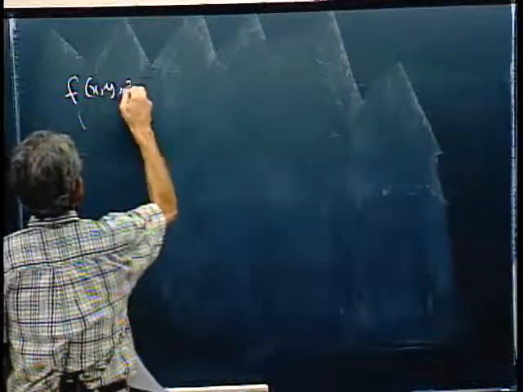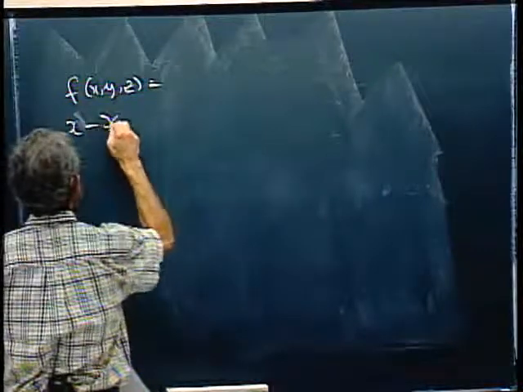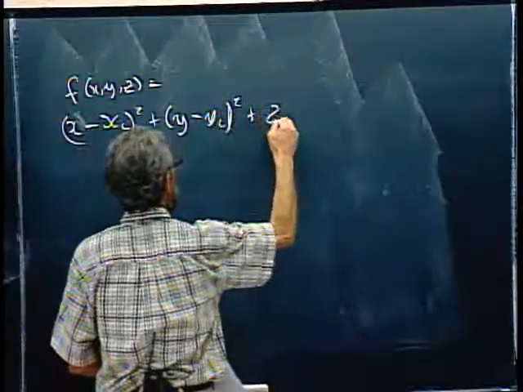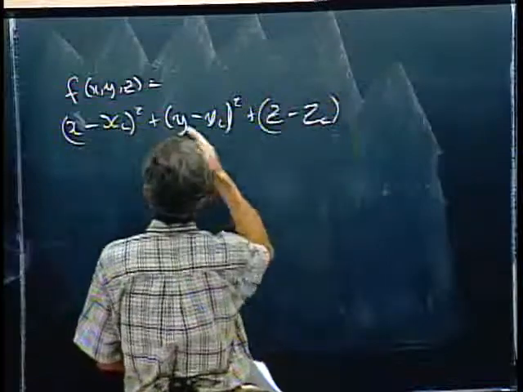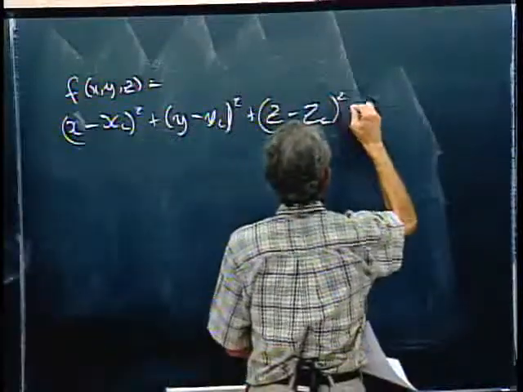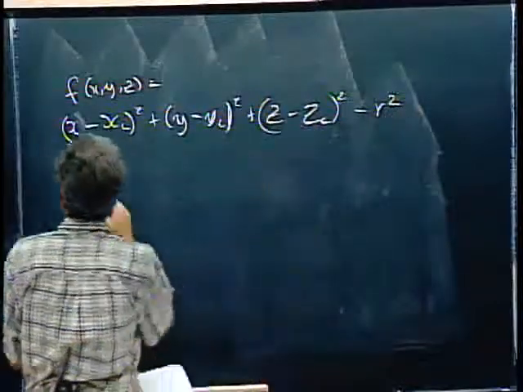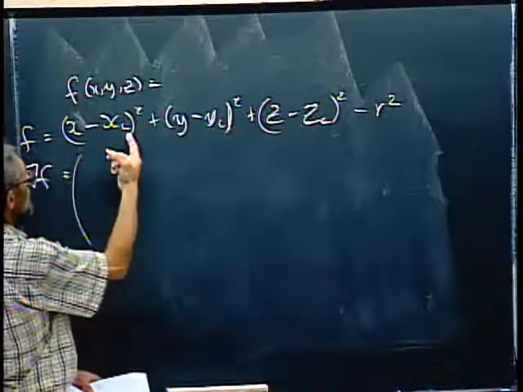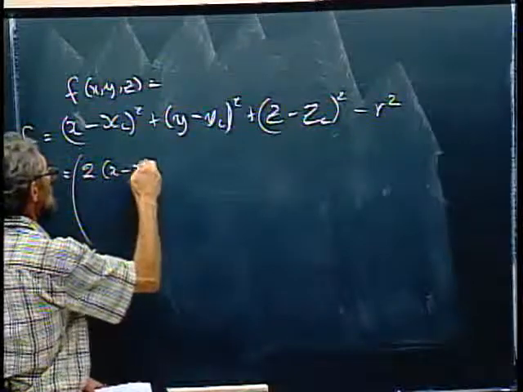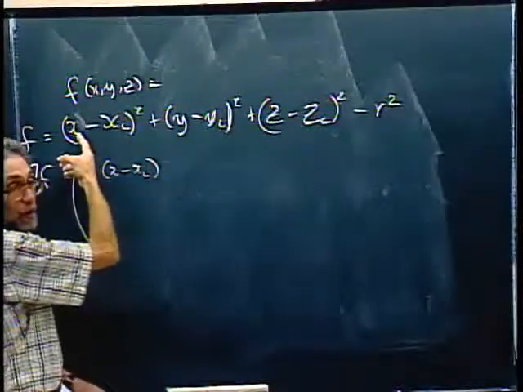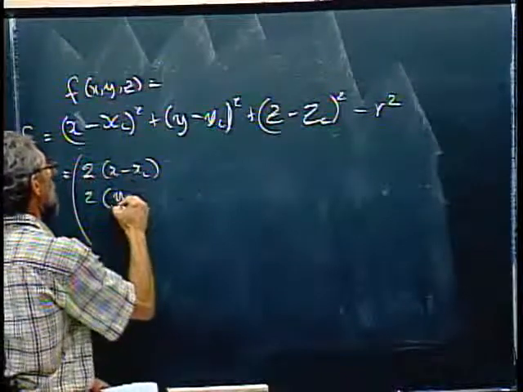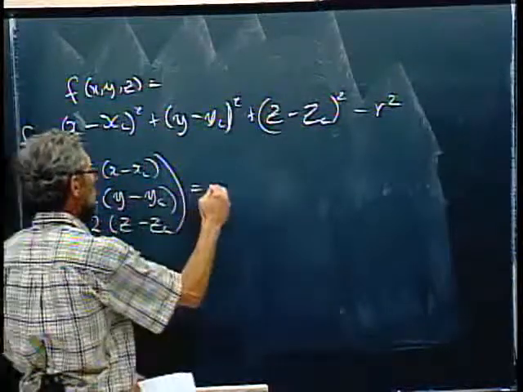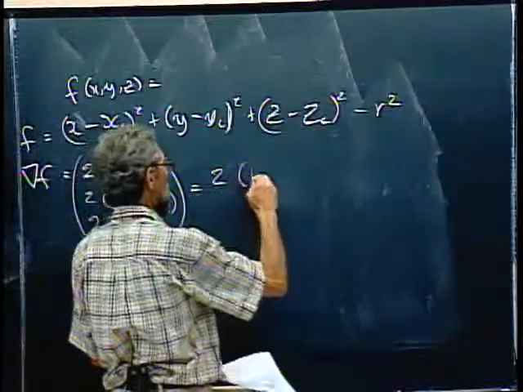F of x, y, z equals (x minus xc) squared plus (y minus yc) squared plus (z minus zc) squared minus r squared. The xc, yc, zc are the coordinates of the center of the sphere. That's the thing we set to 0. So that's f, and the gradient of f then has components. The derivative with respect to x is twice (x minus xc) times the derivative of what's inside, which is just 1. And the y component is twice (y minus yc), and the z component is twice (z minus zc). So that's really just twice this vector p minus c.